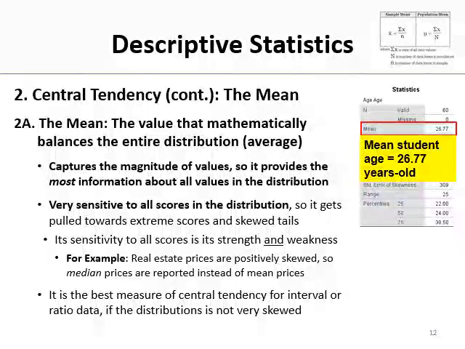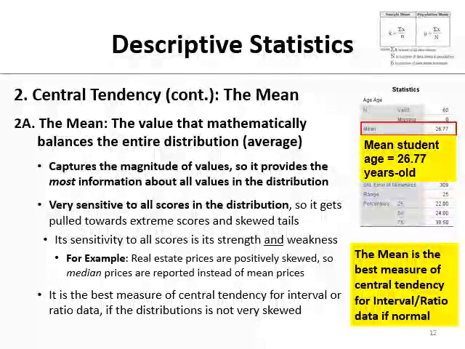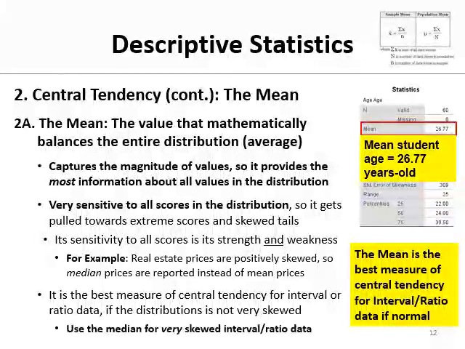So the mean is the best measure of central tendency for interval or ratio data, as long as the distribution is not very skewed. That is, as long as the skewness coefficient we talked about earlier doesn't have an absolute value of 2 or bigger, you can use the mean. It's the best measure for interval or ratio data if your distribution is normal. If it's not normal, if it's very skewed, use the median instead of the mean. So the median is kind of your backup if your distribution ends up being very skewed or has crazy outliers for interval or ratio data.